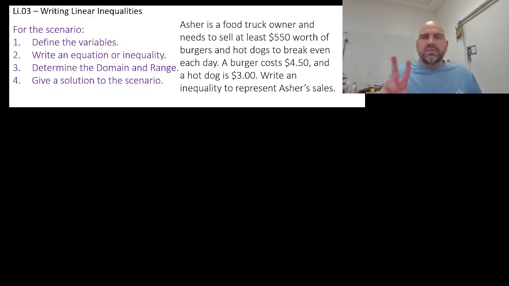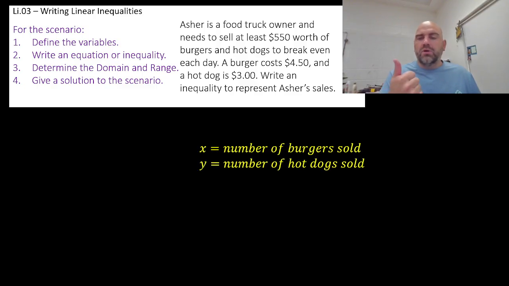The two things that we are looking at that are variable in this case, that we don't know, is how many burgers he's going to sell and how many hot dogs he's going to sell. That's okay. So we're going to say that X is the number of burgers that he sold and Y is the number of hot dogs that he has sold. So that is what we are defining our variables to be, because those are the things we don't know.